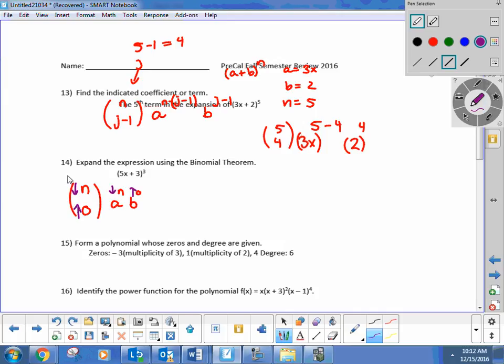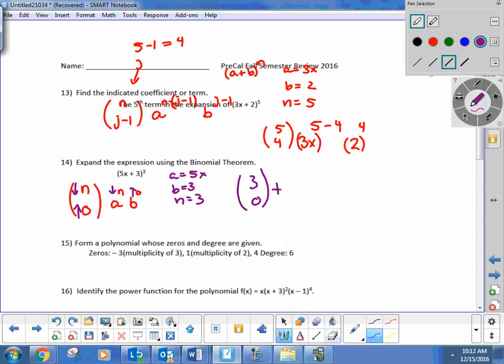So follow me on this. First of all, let's go ahead and write down: a is 5x, b is 3, and n is 3. Okay, so taking this, I could go ahead and rewrite it as 3 to 0.